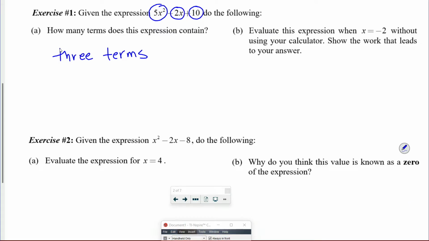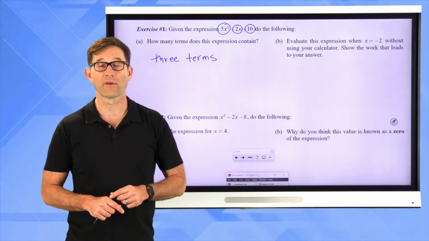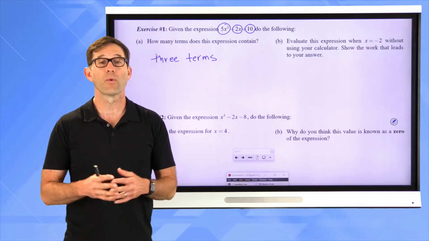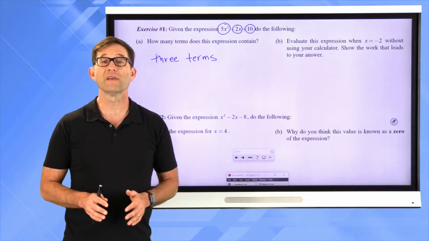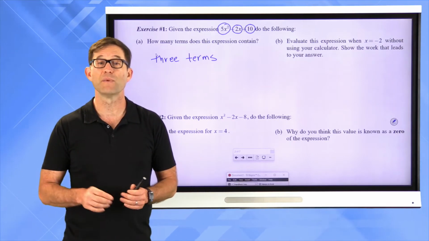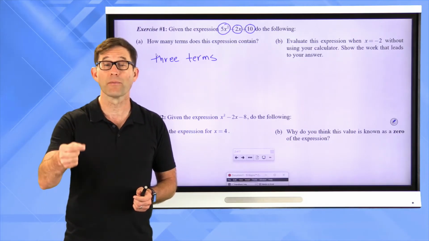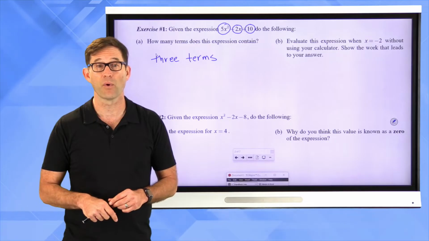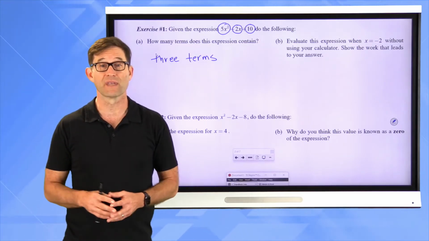Evaluate this expression when x is equal to negative 2 without using your calculator. Show the work that leads to your answer. Now, a lot of times I'm going to ask you to do problems without using your calculator. Obviously, if you're weak with arithmetic, you can use your calculator. My point, though, in saying to not do it with your calculator is because it will be something that you can do without your calculator, or you should probably be able to do without your calculator at this point, and it's going to give you practice in numerical skills.